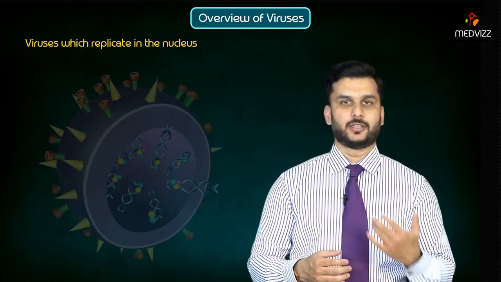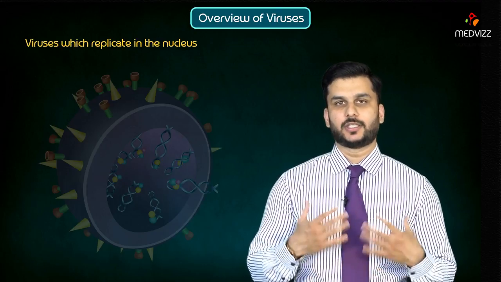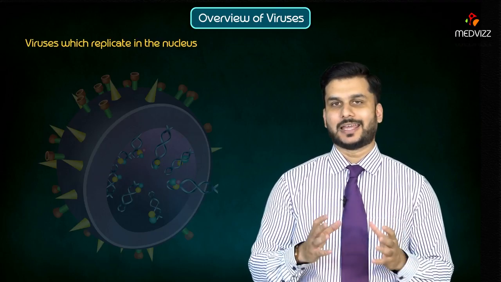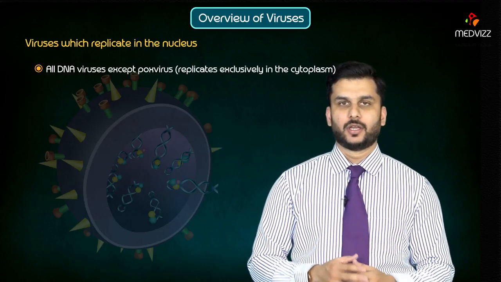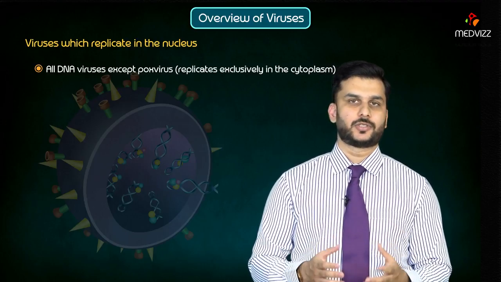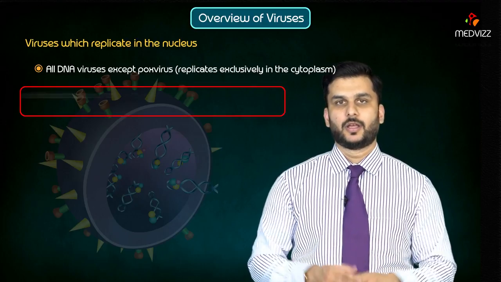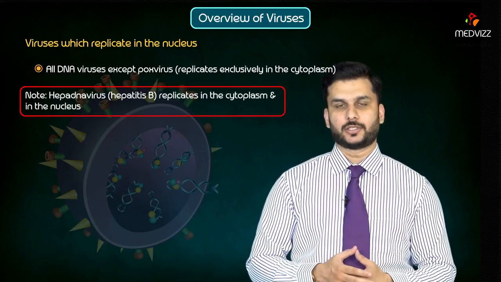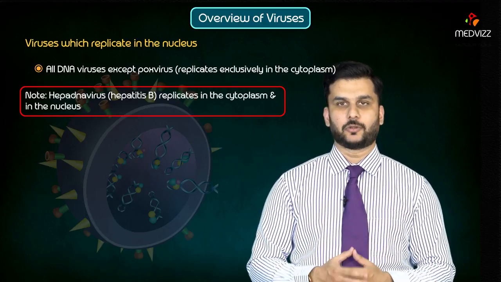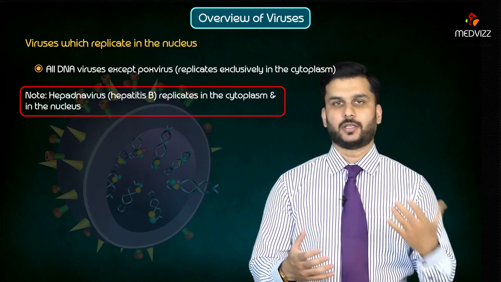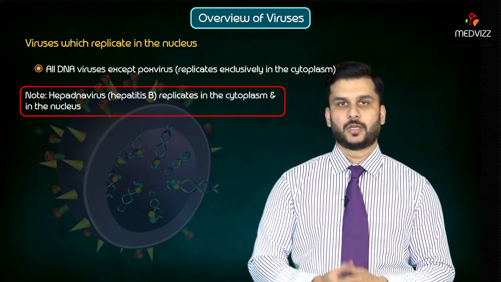That's the mnemonic. The viruses which replicate in the nucleus, more specifically, this includes the viruses with at least part of the replication cycle occurring within the nucleus, are all DNA viruses except the pox virus. The pox virus replicates exclusively in the cytoplasm. Note, the hepatitis B virus replicates partly in the cytoplasm and partly in the nucleus.